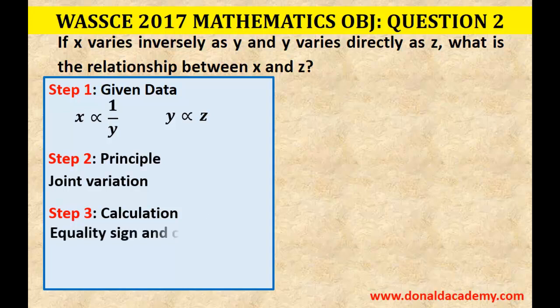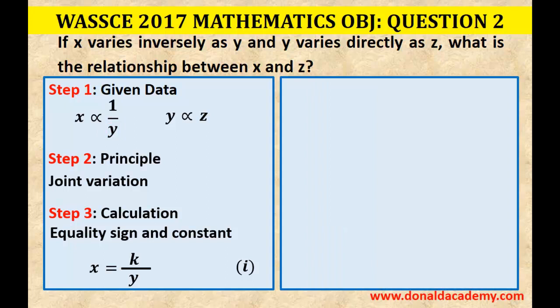So first, we would have to convert our expressions into equations by introducing the equality sign and a constant term. So let's begin with the first expression. So we have x. So instead of writing the proportionality sign, we are going to put the equal sign and then introduce a constant term, in this case k, and divide by y. So we call this equation 1.